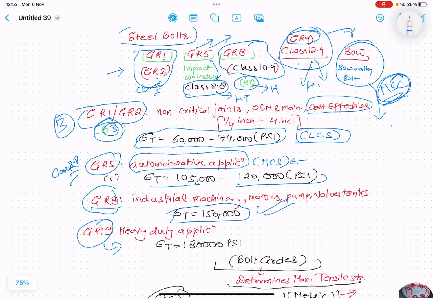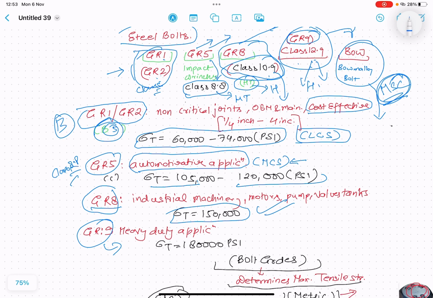Grade 1 and grade 2 bolts are cost effective. Grade 5 bolts are also cost effective. From grade 8, that is class 10.9, the cost is very high. The cost increases like this. If you are purchasing around 2000 class 10.9 bolts of some specific length, let us take 90 length, it can cost you around 23 to 24 lakhs. If you are purchasing 3000 numbers, it can cost you around 25 to 26 lakhs.